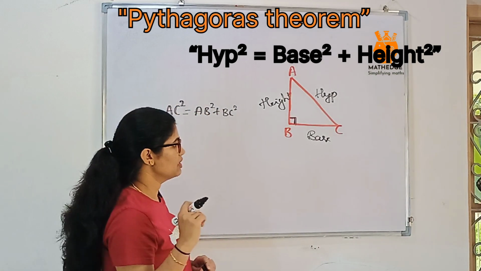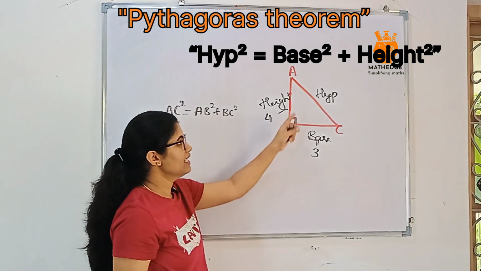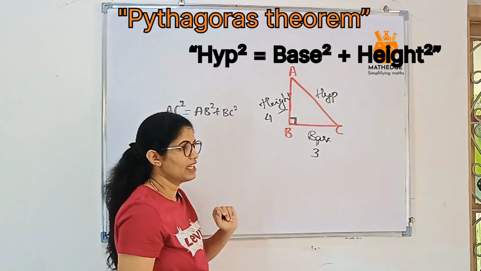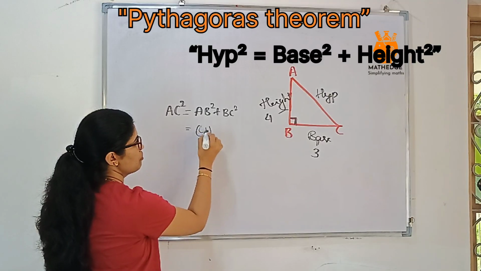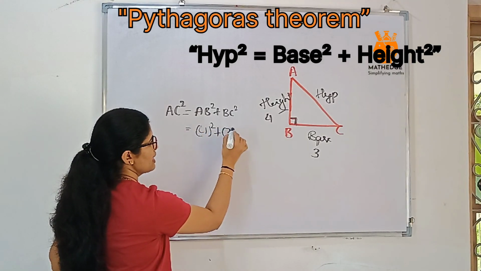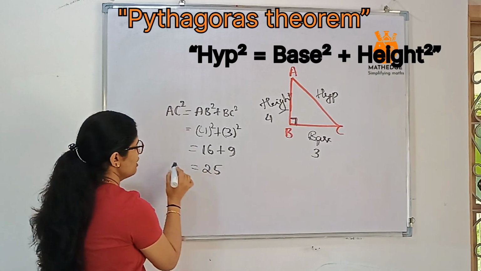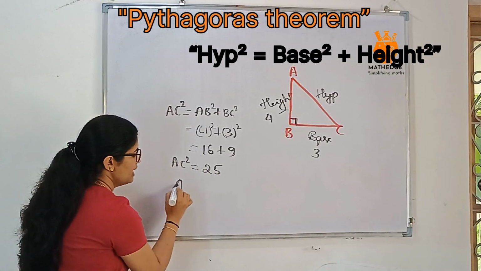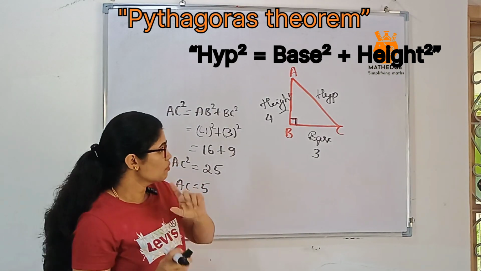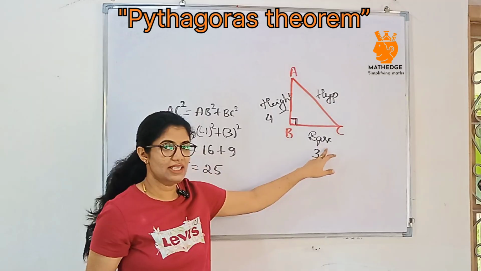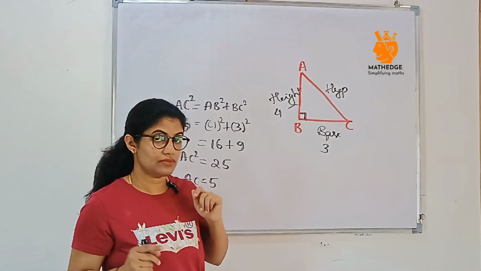Let's go with a quick example. If you have the base as 3 and the height as 4, we can calculate this side by using the Pythagoras theorem. So we can just apply the formula. See, what is AB? AB is 4 square and BC is 3 square. 4 square is 16, 3 square is 9. That is 25, and AC square is equal to 25, so AC is equal to 5. So we can calculate it like this. Sometimes if you know the hypotenuse and base, that time also we can calculate the other side by using the Pythagoras theorem.